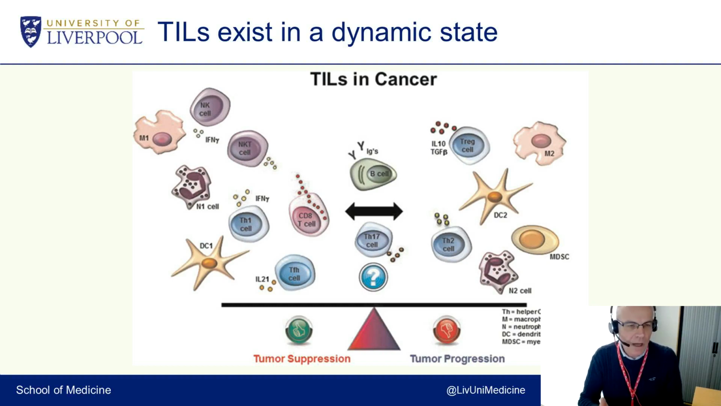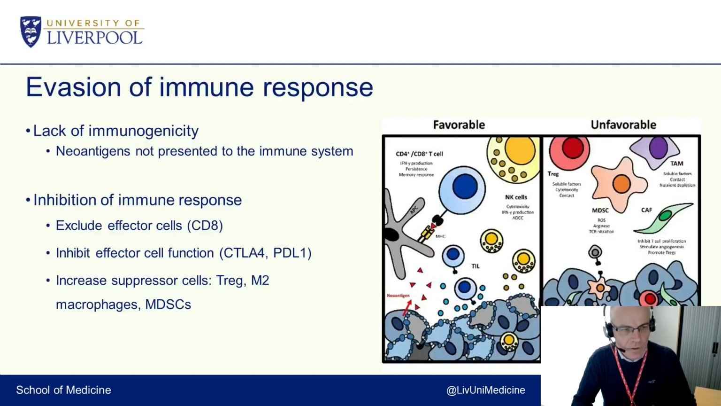So for example, if you have large numbers of Treg cells or M2 macrophages, you will have what we call an unfavourable environment, which I shall show you in a minute. And so the evasion of the immune response can be due to a lack of immunogenicity, but in many cases it's due to inhibition of the immune response. The CD8 cells just never get in there, and that may be because of the fibrosis of the extracellular matrix.